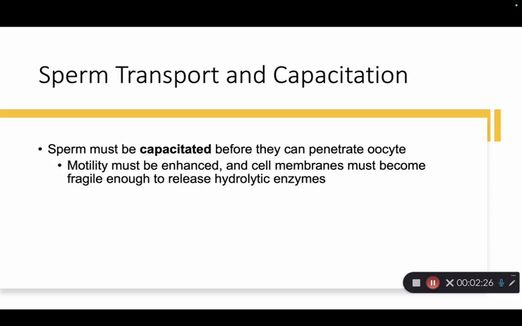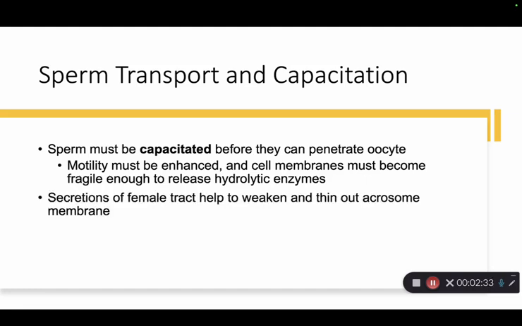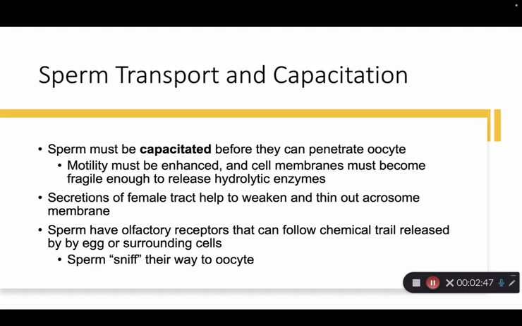Not all sperm, though, are created or even prepared equally. Sperm undergo a process called capacitation in the female tract, or the AFAB tract. This is a crucial step that makes them competent to fertilize. They gain enhanced motility, and their membranes become fragile enough to release enzymes. These are enzymes that are necessary for oocyte penetration. Fascinatingly, they also use olfactory-like receptors to quote-unquote smell their way to the egg, which is chemotaxis, essentially another example of chemotaxis, like we see with our immune system.